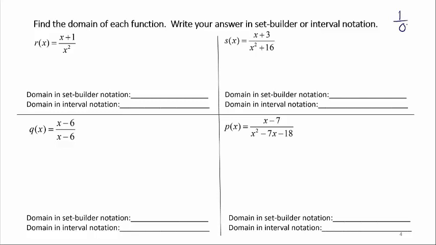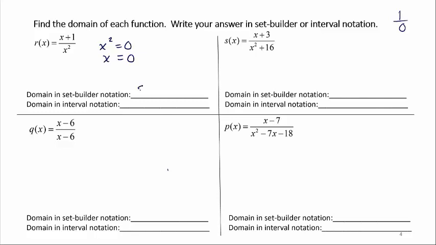So in the first case, I have r of x is equal to x plus 1 over x squared. When we're being asked about the domain, I care not what's happening in the numerator. I just want to know what makes that denominator 0. So I want to take the denominator, set it equal to 0. If I take the square root of both sides, you get x equal to 0, right?